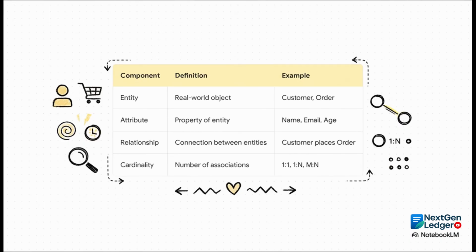So let's do a super quick recap of the core lingo. We have the entity, which is our main object, like a customer. We have the attribute, which is a property, like their name or email. We have the relationship, which is the connection, like customer places order. And finally, cardinality, which is just a fancy word for how many are connected. Is it one-to-one, one-to-many, or many-to-many?